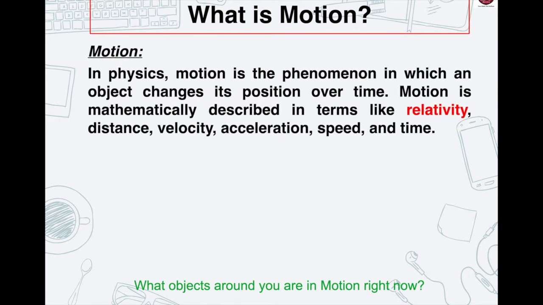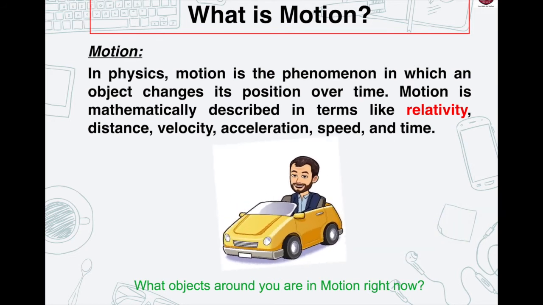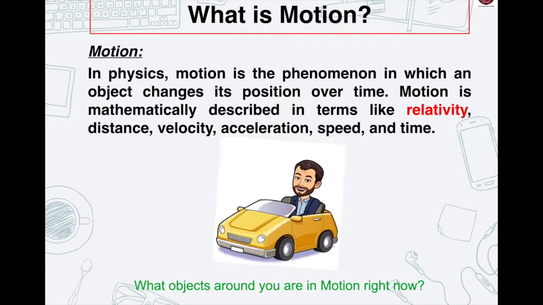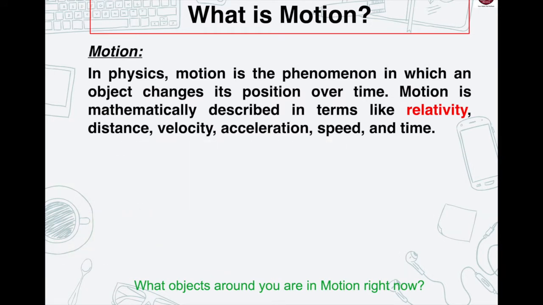Motion in physics is the phenomenon in which an object changes its position over time. So any object that changes position over any course of time is in motion. Motion is mathematically described in these terms: relativity, distance, velocity, acceleration, speed, and time. So basically, when things move, like me in this car, we're talking about motion.